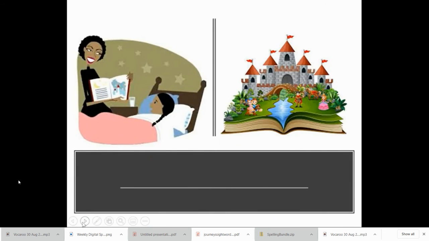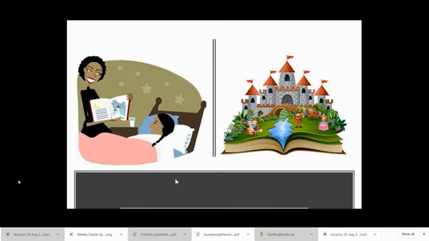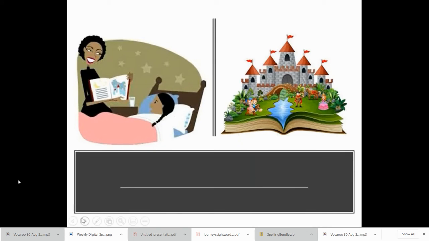Another picture. Okay, on the left, I see a mom reading a story to her child, to her daughter. And on the right, I see a book opened up to a story, maybe. So could the vocabulary word be book or story? If you have a partner at home, make sure you turn and talk about what you notice and what both pictures show.